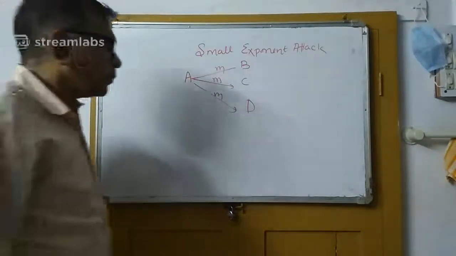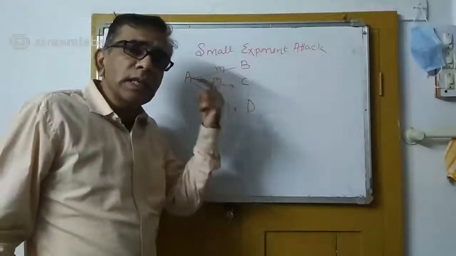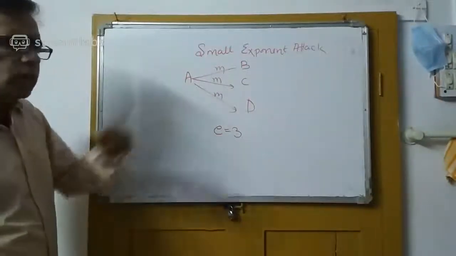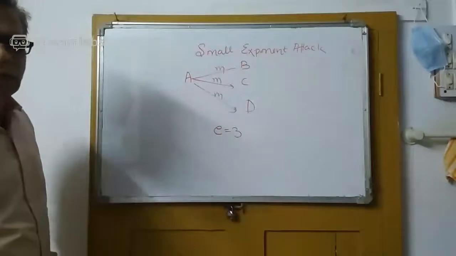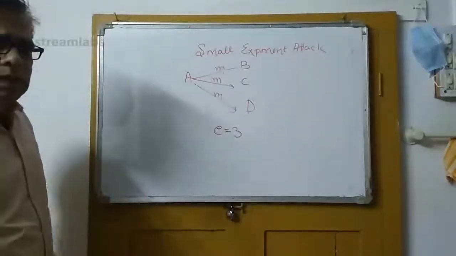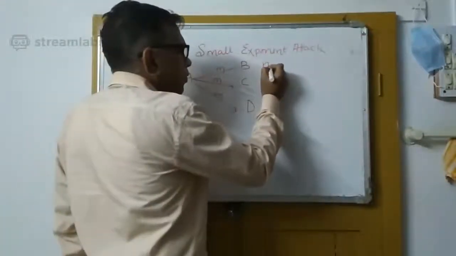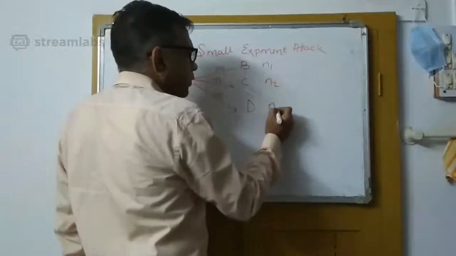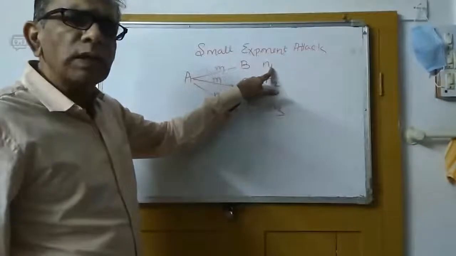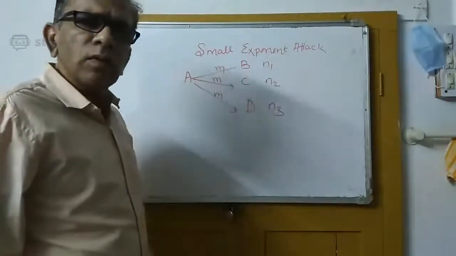Now, one more assumption: we start with the assumption that e is equal to 3, where e is part of the encryption key. To encrypt the message, we need the support of n. In the case of B, the n value is n1. In the case of C, the n value is n2. In the case of D, the n value is n3.